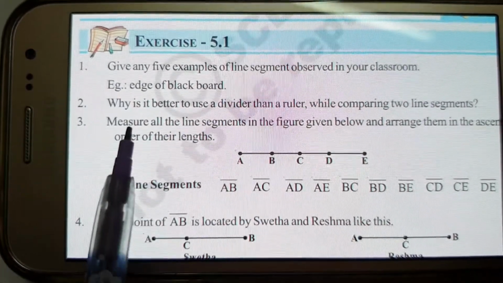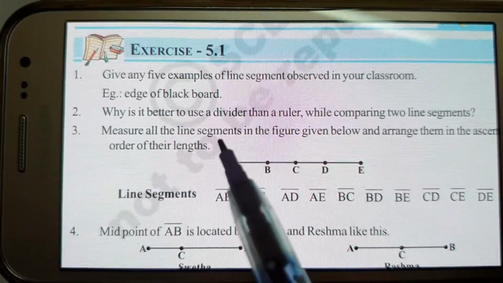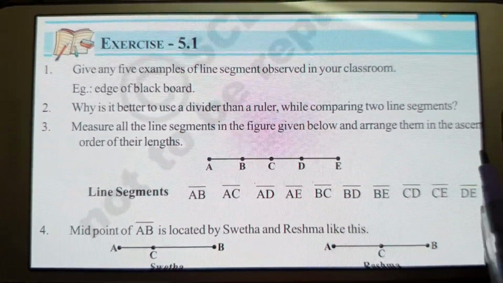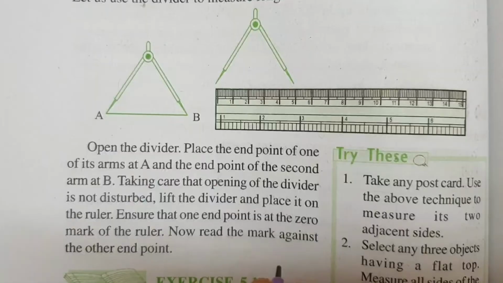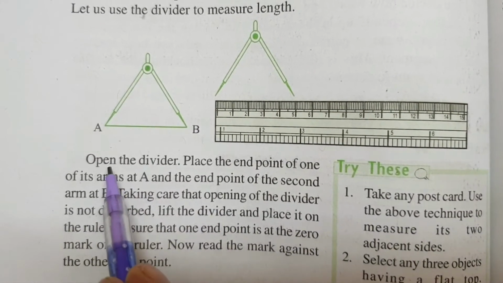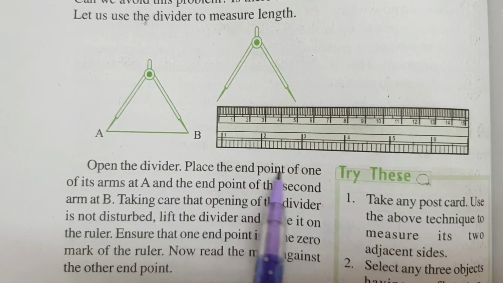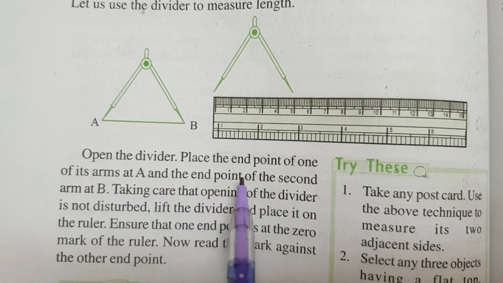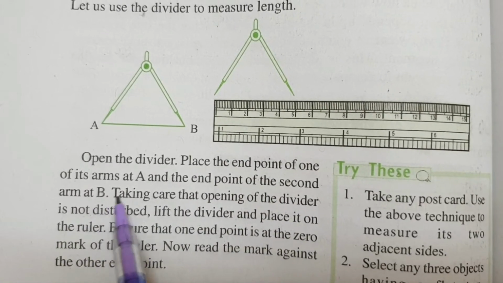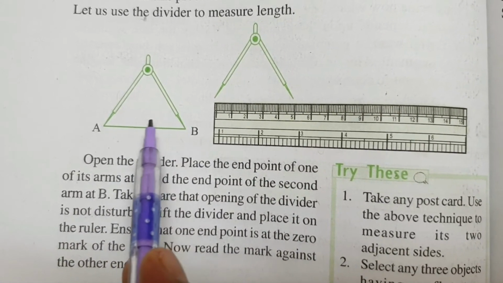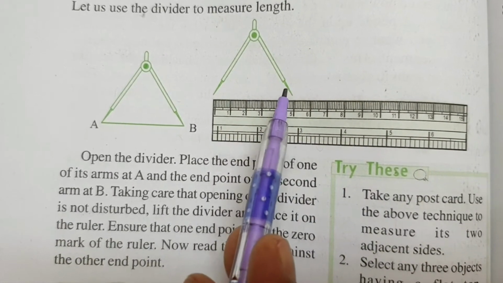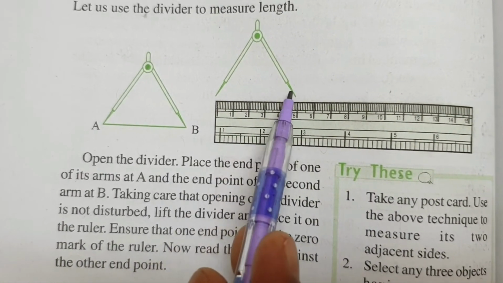Second question, why is it better to use a divider than a ruler while comparing two line segments? See this answer. Open the divider, place the end point of one of its arms at A and the end point of the second arm at B, like this. So divider. This is a ruler, means scale. So which is better? Here observe the divider.